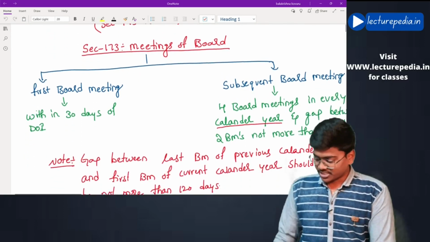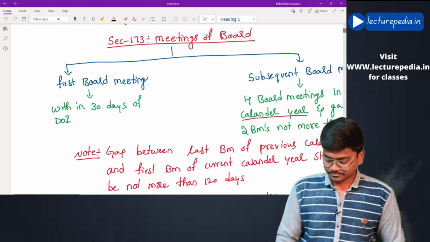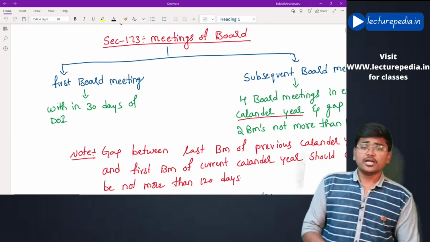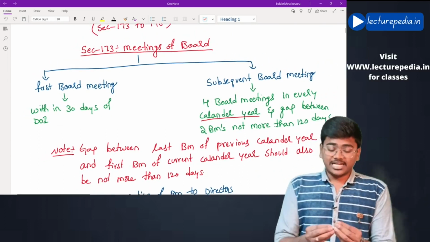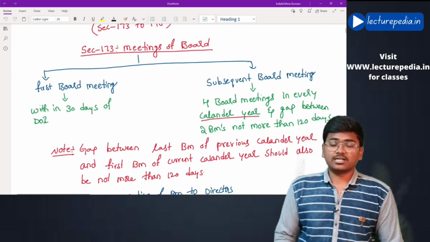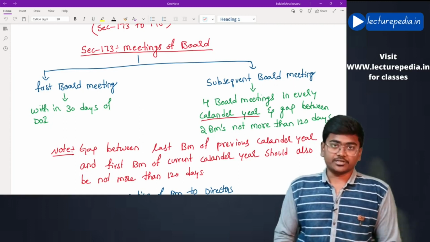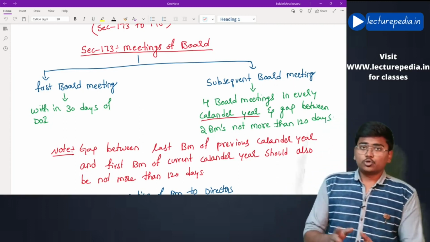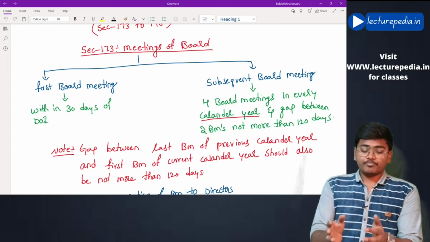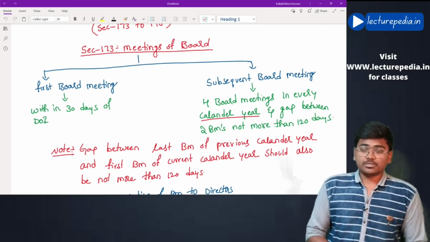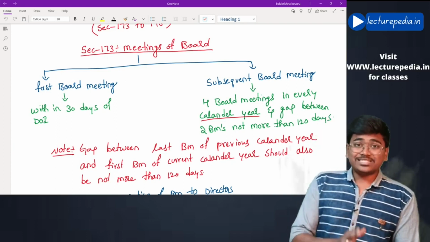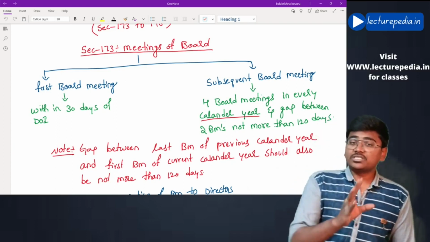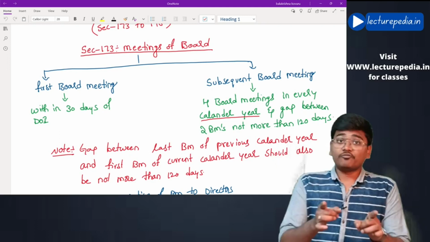We'll start with section number 173, which deals with meetings of board. Basically it deals with the number of board meetings that has to be conducted and the time limit within which it has to be conducted. You can divide it into two parts. First one would be first board meeting. That means the first board meeting of the company must be conducted within 30 days from the date of its incorporation. That is relating to first board meeting.